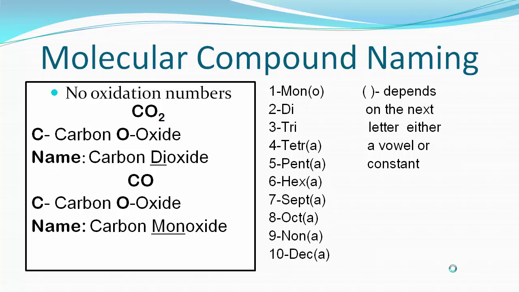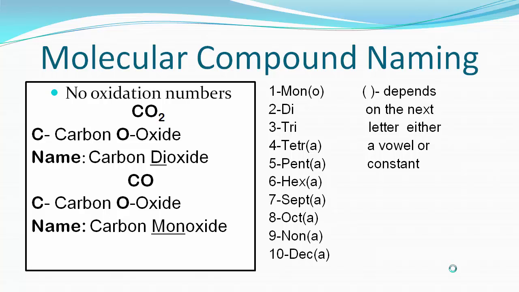It goes by, I believe, the Greek or Latin number system. So mon is for one, di for two, tri for three, tetra for four, pent or penta for five, hex or hexa for six, sept or septa for seven, oct or octa for eight, non or nona for nine, and dec or deca for ten. Now, you see how all the endings in parentheses are vowels. You only use the vowel depending on the letter that comes after, which is either a vowel or a consonant.